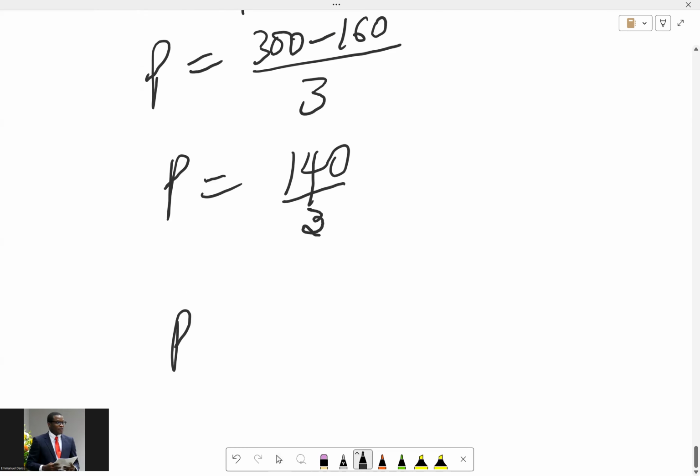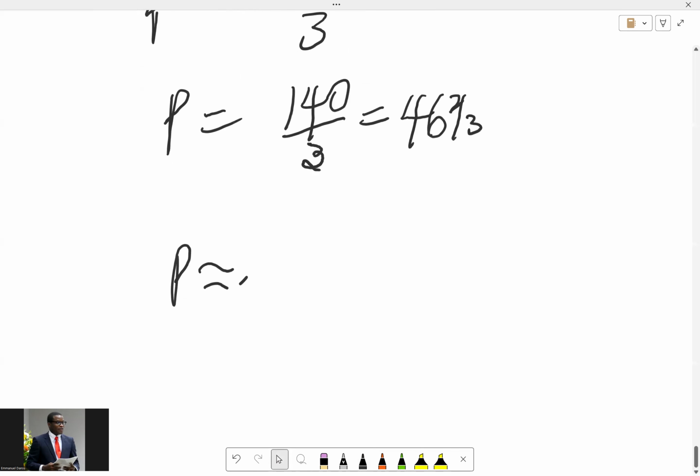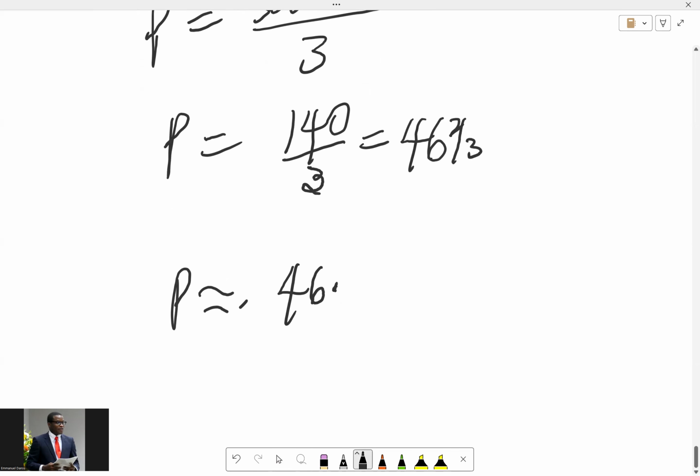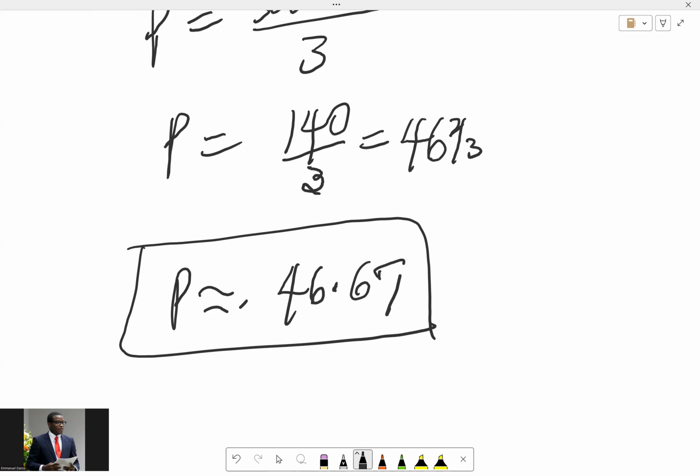So P is approximately, of course, 3 in 14 is 4, that's 12, remainder 2. 3 in 20, that's 6, 2 over 3. If that's correct, 3 times 6 is 18, 3 times 4 is 12, 13. Yeah, that's 138 plus 2. So that is approximately 46.67. That is the price.